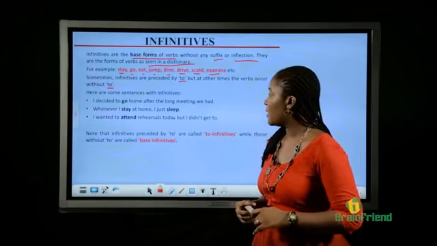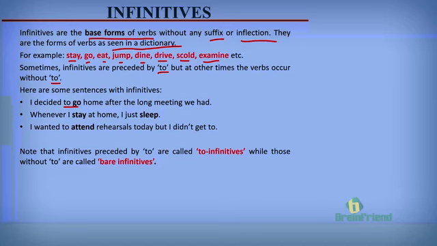For example, I decided to go home after the long meeting we had. Here we find to preceding the infinitive go. Whenever I stay at home, I just sleep. In this sentence, we have two infinitives, the verb stay and sleep. I wanted to attend rehearsals today, but I didn't get to.